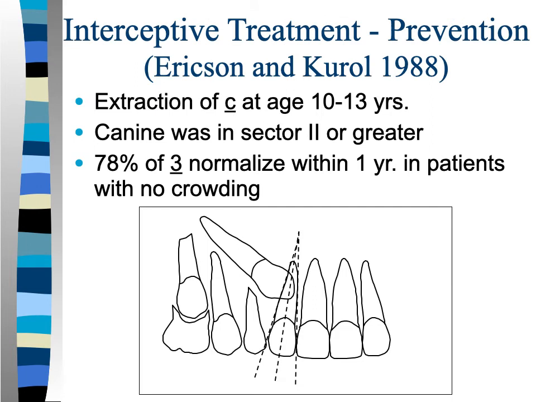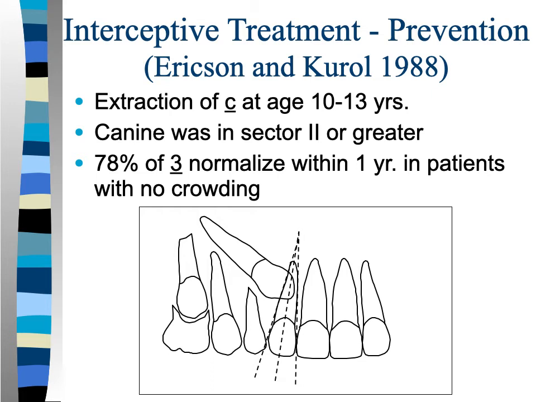So when would you think of interceptive treatment? And we've heard the name Erickson and Kurol a lot, and they're associated with this. The two studies that you really need to know are Erickson and Kurol and the Lindauer study. Those are the important ones that I would memorize, I'd remember, especially for a viva. So when would we provide interceptive treatment? So interceptive treatment is extraction of the deciduous canine at age 10 to 13 years.